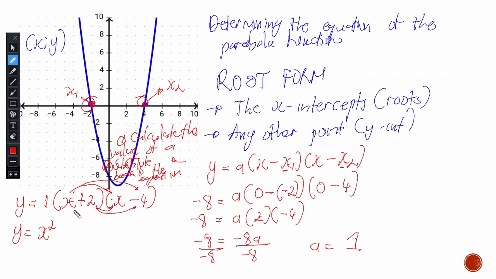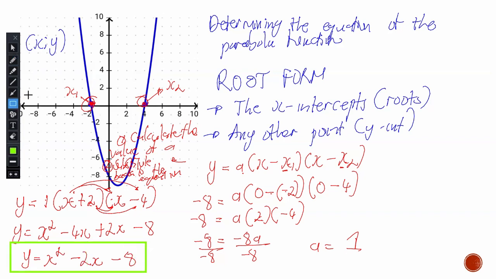and then foiling. So what's x multiplied by that? It's -4x. What's 2 multiplied by this? That's 2x. What's 2 multiplied by that? It's -8. So this is y is equals to x squared, -4x plus 2x, that's -2x, and then -8. And just like that, I have the equation.